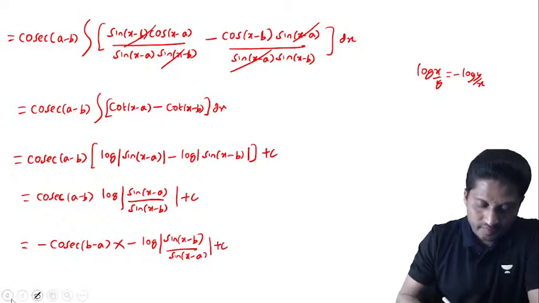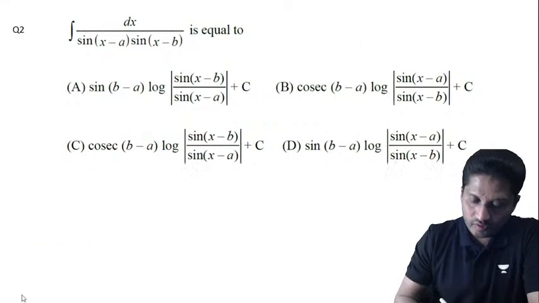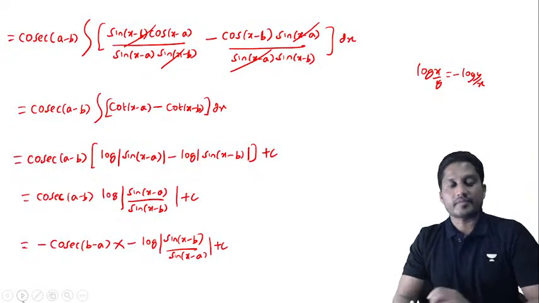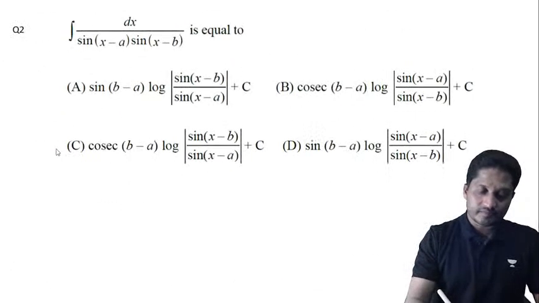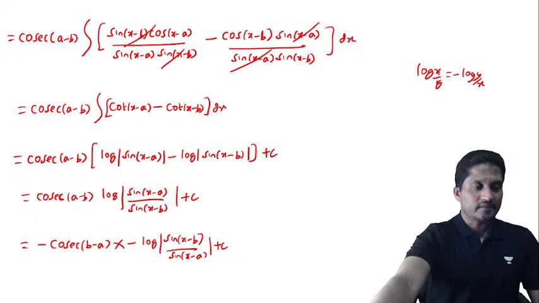Two minus signs will become plus, so you get cosec of b minus a into log of sin of x minus b by sin of x minus a. The answer will be option C only. Two minuses become plus. Right, let's move to the next question.